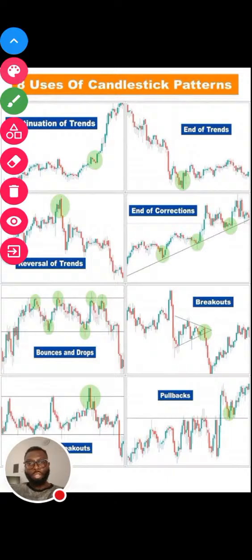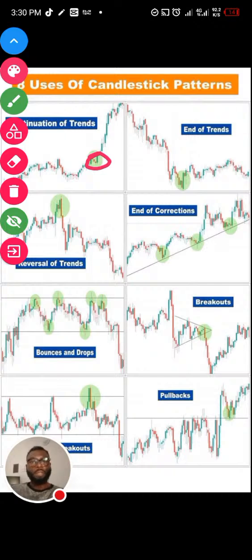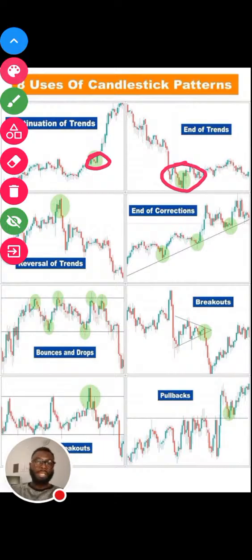We have the continuation of trend pattern, where you see something that tells you this trend is continuing after what we call retracement or pullback. I will talk about each of them one by one. Here we have the end of trend. When you see this, you know a trend is ending, then you can trade the reversal.